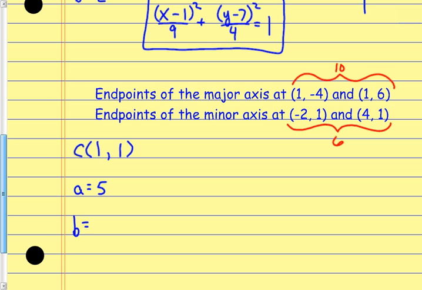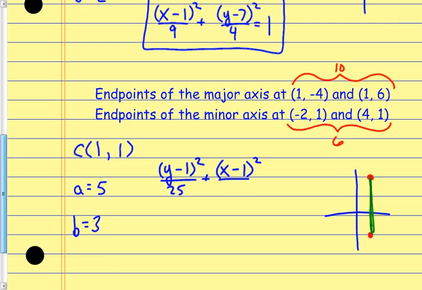And now I just need to determine if this is vertical or horizontal. I look at the major axis. I've got 1, -4 would be down here somewhere. 1, 6 would be up here somewhere. I can see now that my major axis runs up and down. My major axis is vertical, which means my ellipse is vertical. So I'm going to write this as a vertical ellipse, (y minus k) squared over a squared, which is 25, plus (x minus h) squared over b squared, which is 9, equals 1. And that's it.